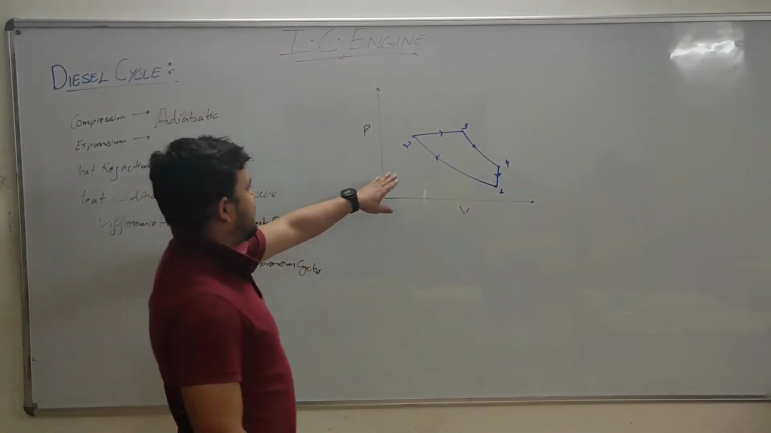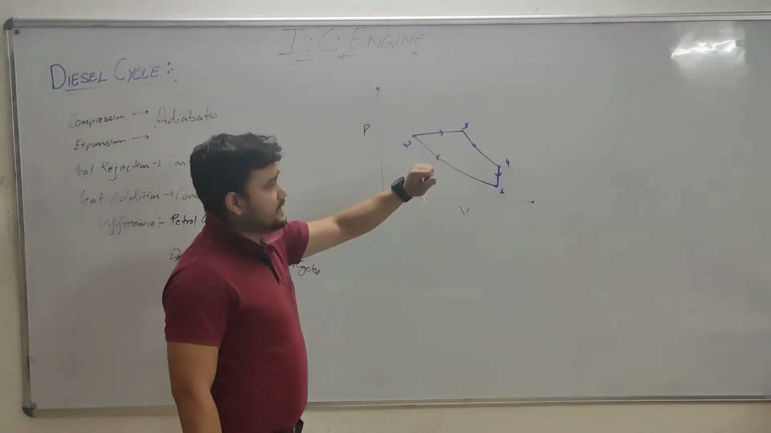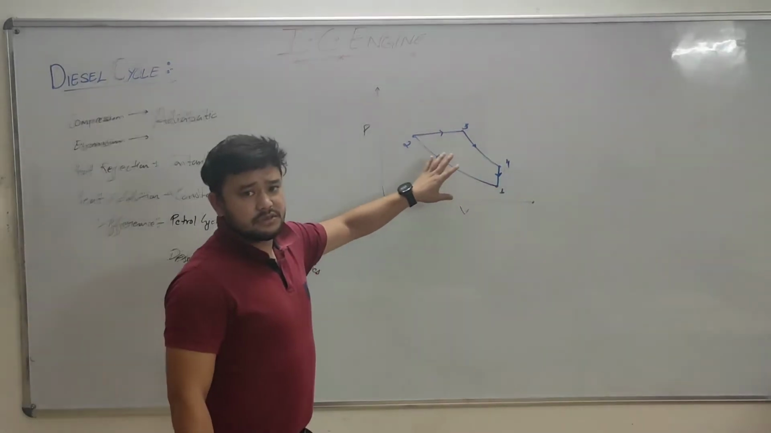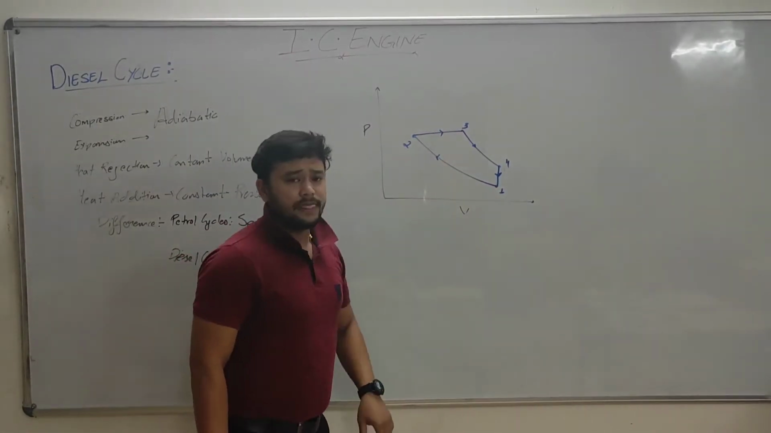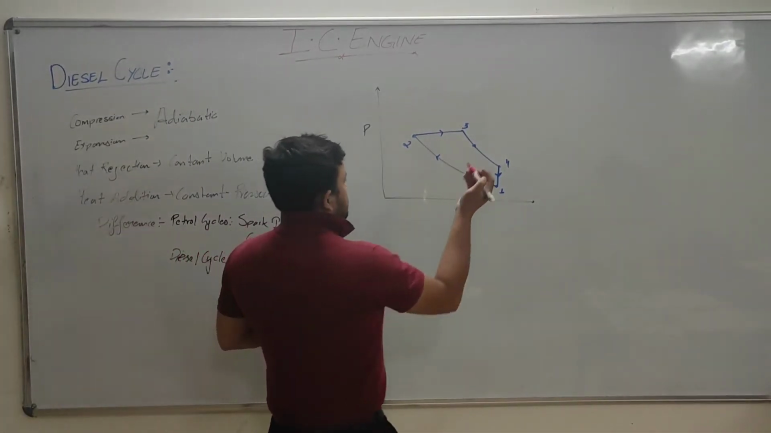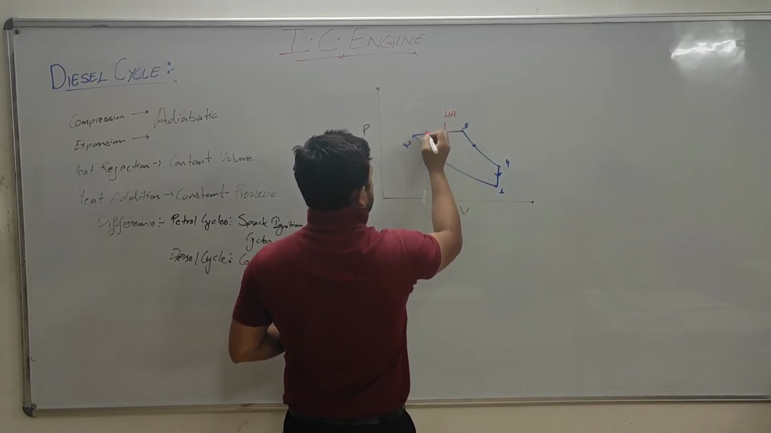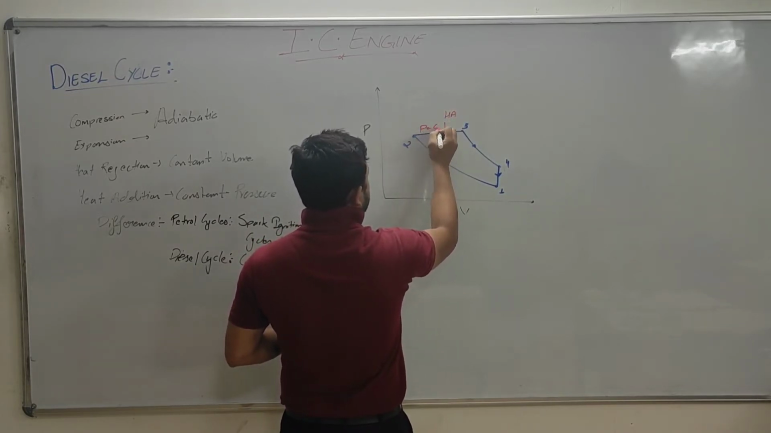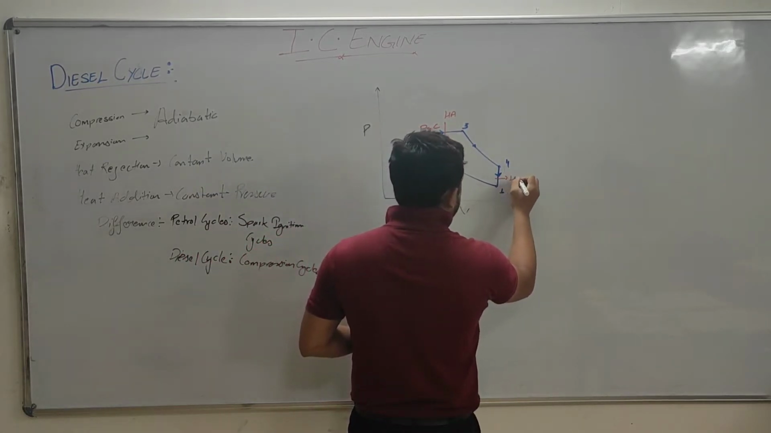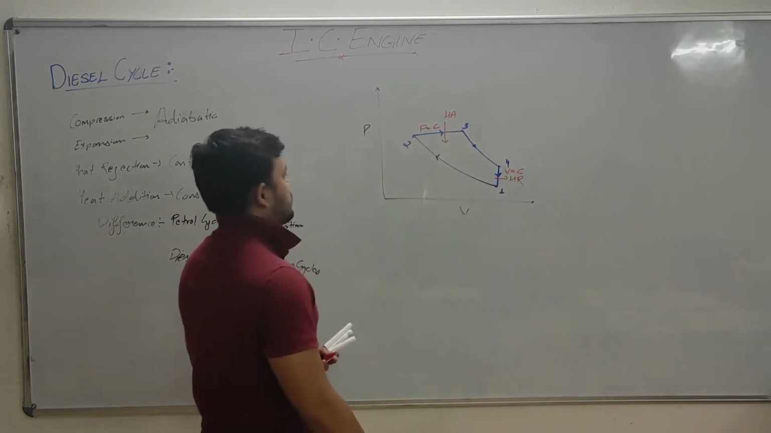From 1 to 2, adiabatic compression will take place. 2 to 3, heat addition at constant pressure will take place. 3 to 4, adiabatic expansion will take place, and 4 to 1, heat rejection at constant volume will take place. So here heat addition is at constant pressure, and here heat rejection takes place when volume is constant.